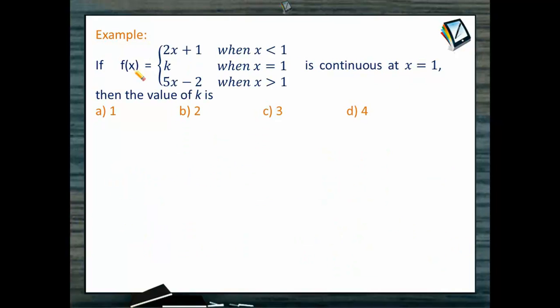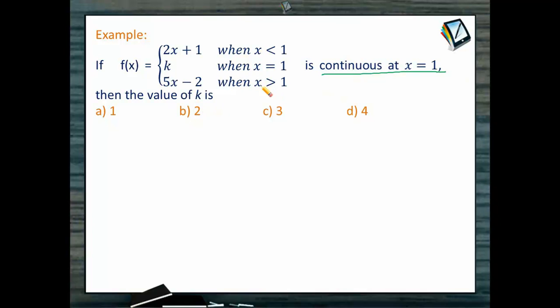Now again, f of x equals 2x plus 1 when x is less than 1, it is k when x equal to 1, and it is 5x minus 2 when x is greater than 1, and the important condition is the function is continuous at x equal to 1. Then find the value of k, right?